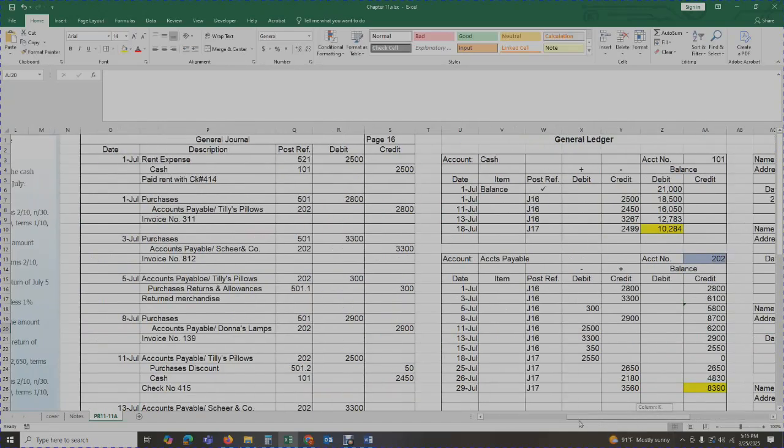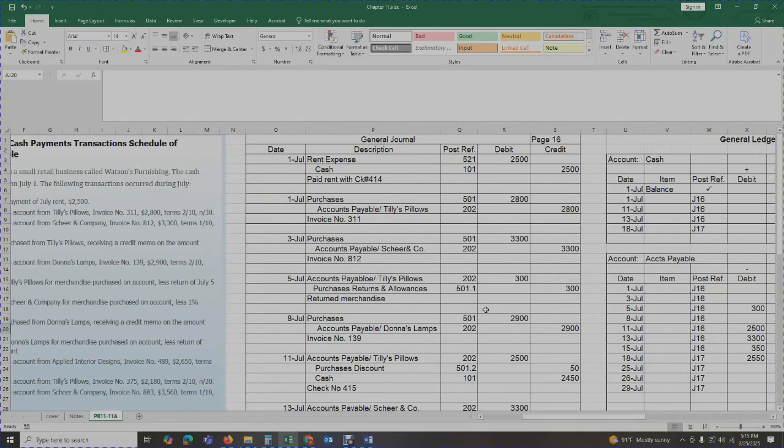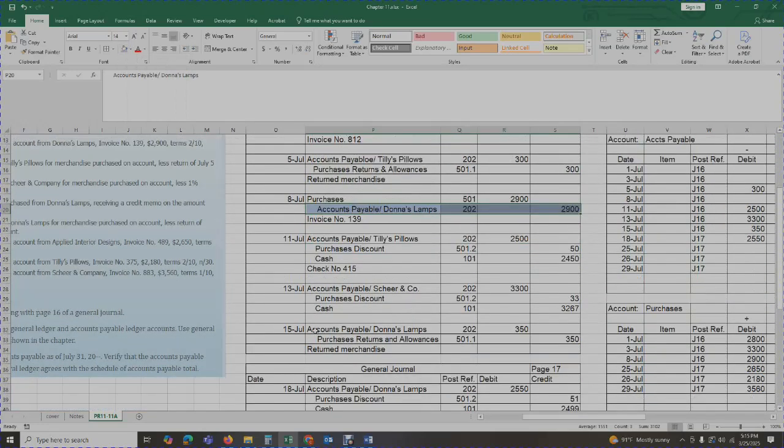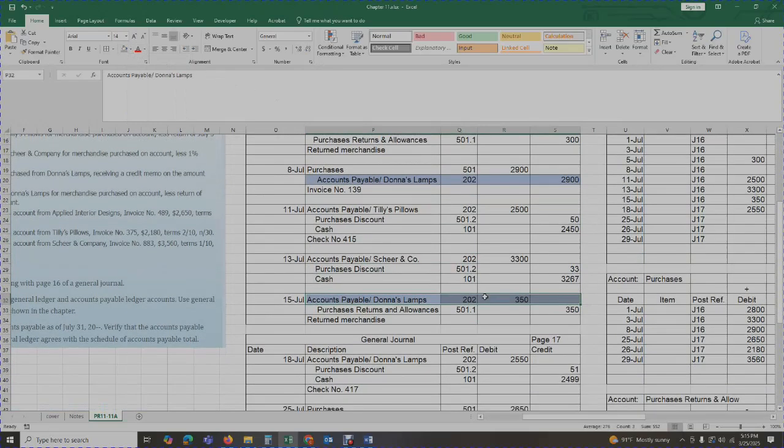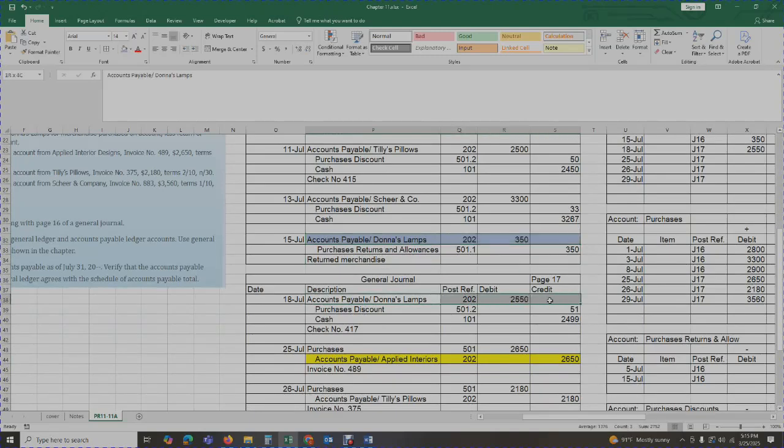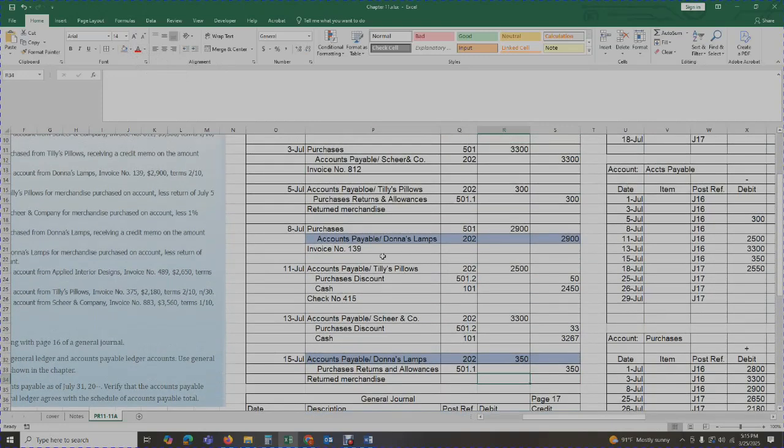Now we're going to locate anything for Donna's Lamp. That's the next letter, D. Okay, so I'm going to have anything for Donna's Lamp. Let me color that one in a different shade. I've got Donna's Lamps there, I've got Donna's Lamps here, so I've got two entries and then a third entry down here. I've got 3 entries for accounts payable for Donna's Lamps. So I'm going to transfer that over.